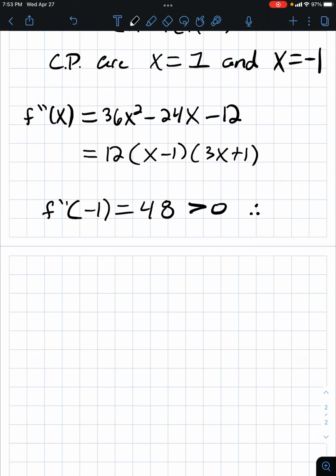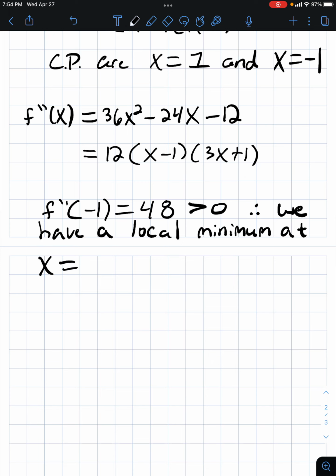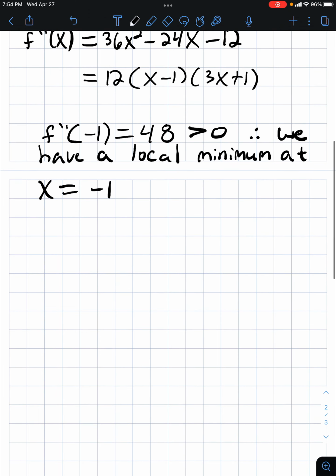Therefore, we have a local minimum at x equal to -1, because that is what the second derivative test states. If f double prime is greater than 0, we have a local minimum at that critical point, at that x value.